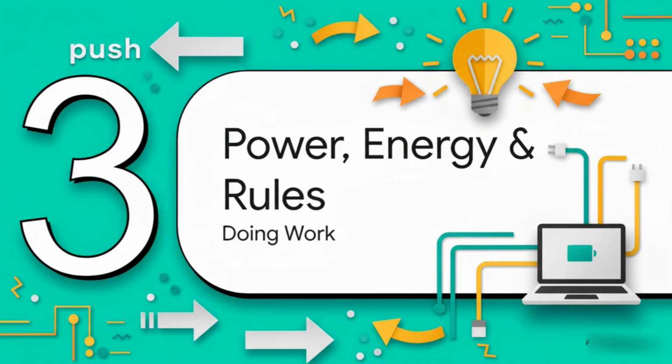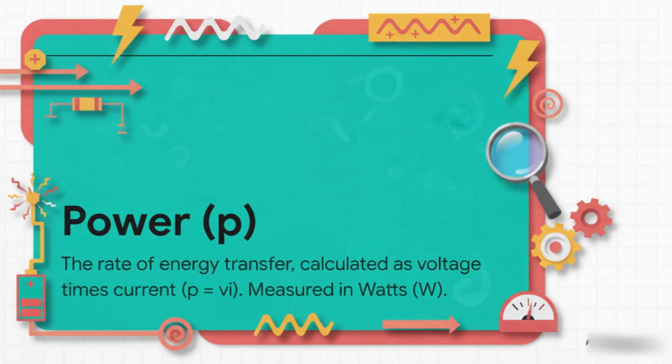Okay, so we've got our push and we've got our flow. But what happens when they actually start working together? Well, that's when we get to the cool stuff. Lighting up a room, charging your phone. This is where power and energy come into the story. Power, which we call P, is just the speed at which energy is being used or moved around. And the math is super simple. It's just voltage times current.